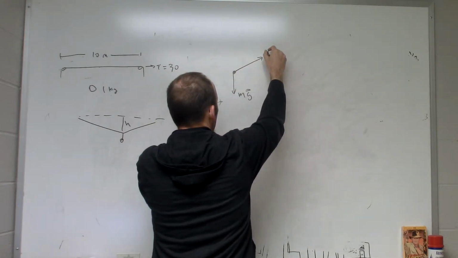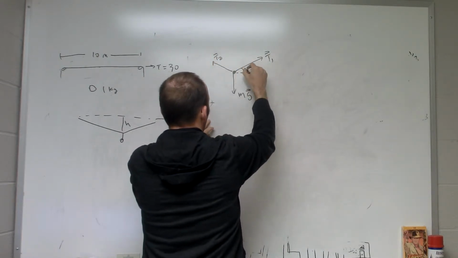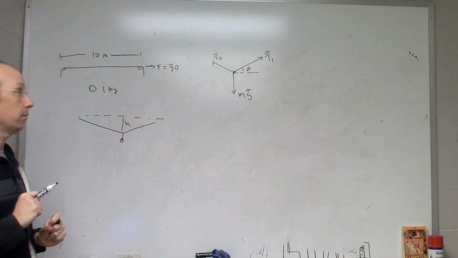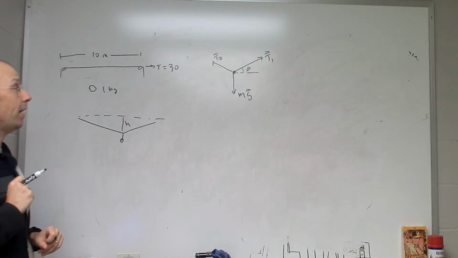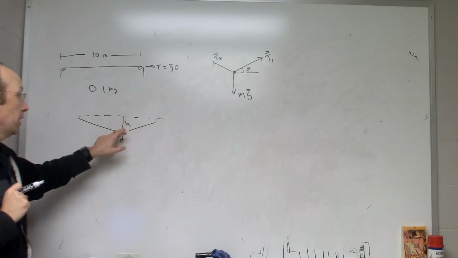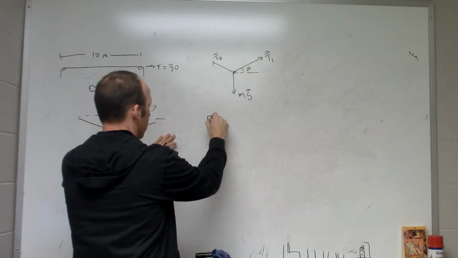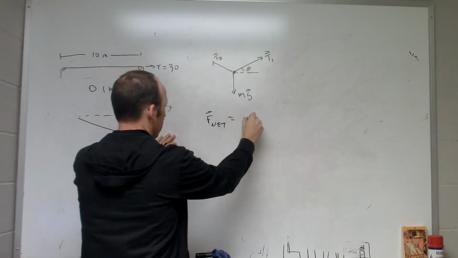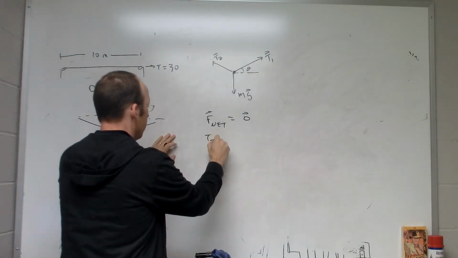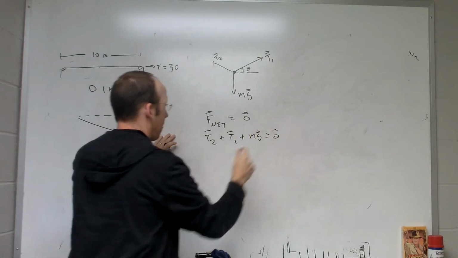So this is T1, T2, and this angle we'll call theta. They're both at the same angle theta, both the same magnitude. So if I could find that angle, then I could use some geometry magic to find this drop. So I know that the following has to be true. The net force is 0 because everything's stationary. So that says T2 plus T1 plus mg equals 0.